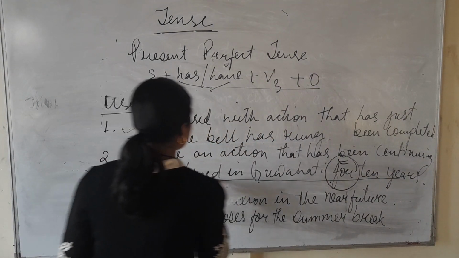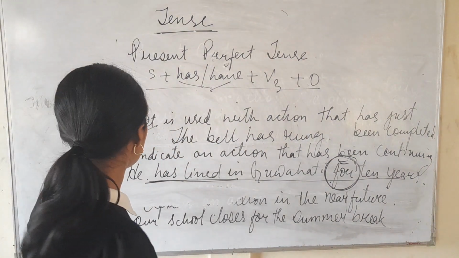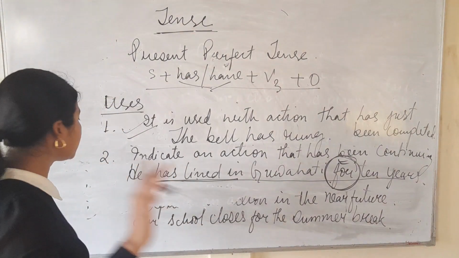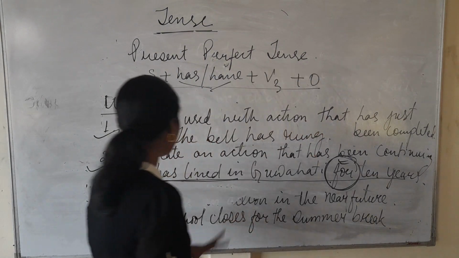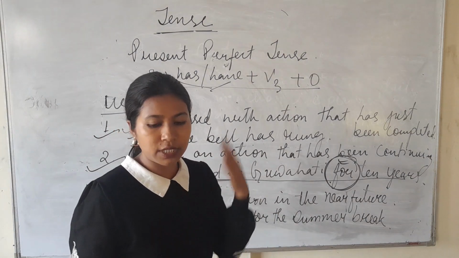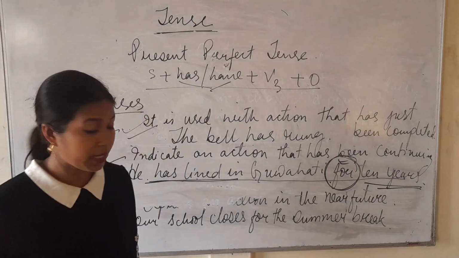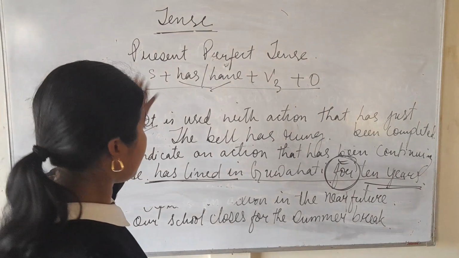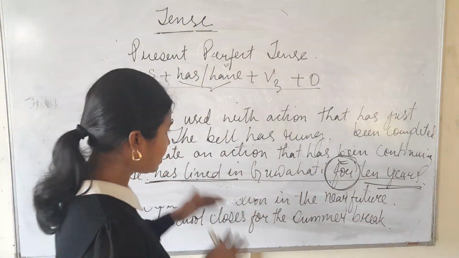So this for is used in perfect tense, and we use two things here. First, present perfect tense is used with an action which has just completed. Second, it indicates an action that has been continuing from the past till the present. From the past an action started, and till now, till the present, the action is continuing. In this kind of situation, you will use present perfect tense. So he has lived in Guwahati for 10 years. He is still living in Guwahati.